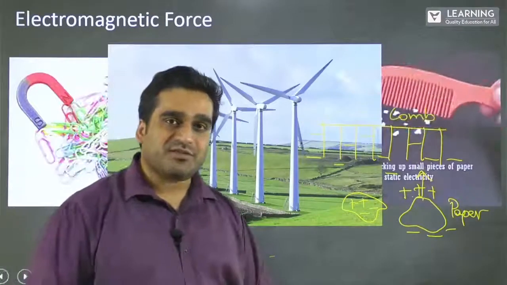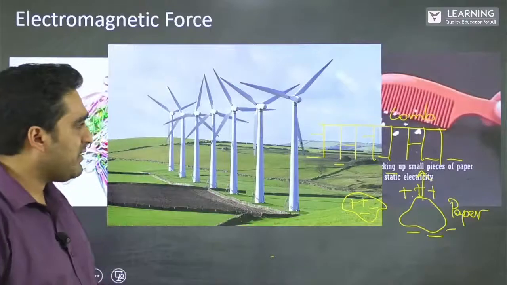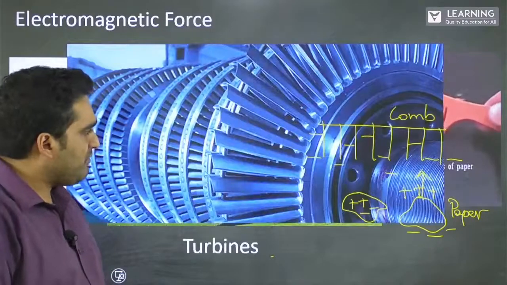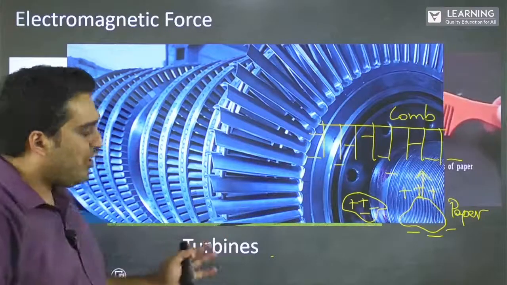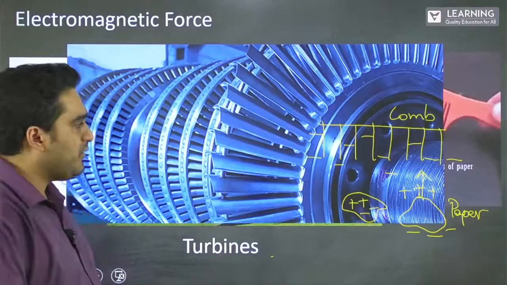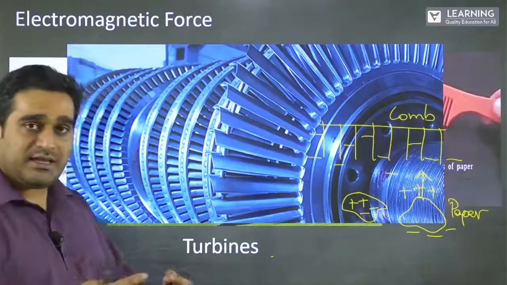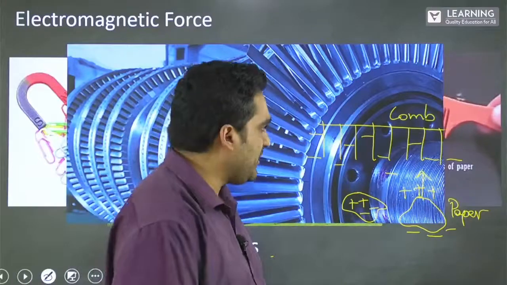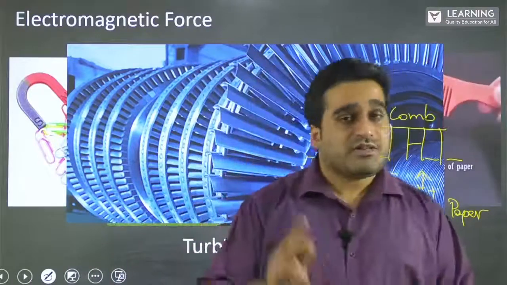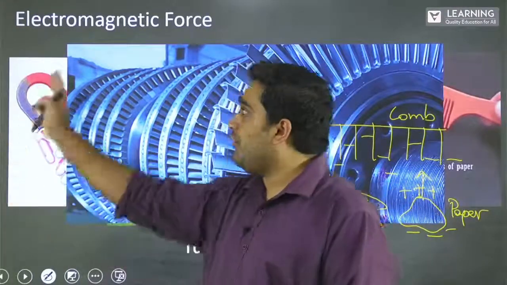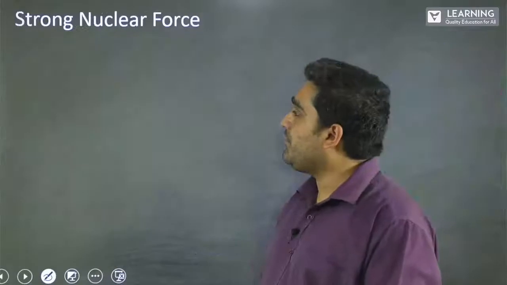It is part of your syllabus. We will be discussing that. Those are usually done by this huge mechanism called the turbines. Due to the rotation of the turbines, it generates electricity. So this is the second type of force, called electromagnetic force.